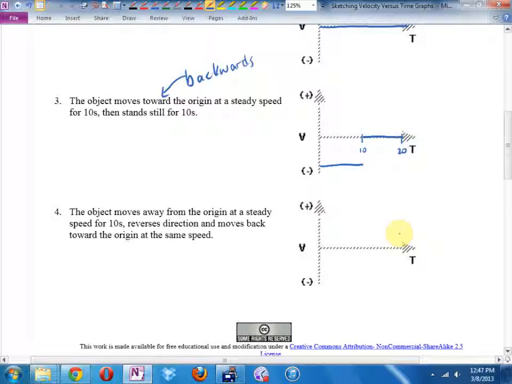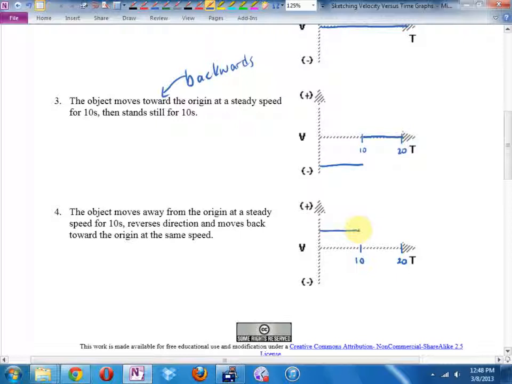Number 4, the object moves away from the origin. We'll call that forwards at a steady speed for 10 seconds. Reverses direction. I think we'll call that backwards, Kenzie, because reverses, yes. And moves back towards the origin at the same speed. You know what? Let's put a little 10, 20 right there. How would I show moving forwards at a steady speed? Like that, maybe? You could be higher or you could be lower than my line, but yes?